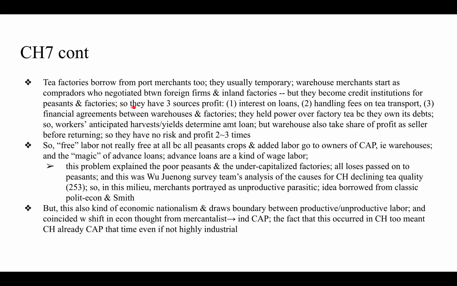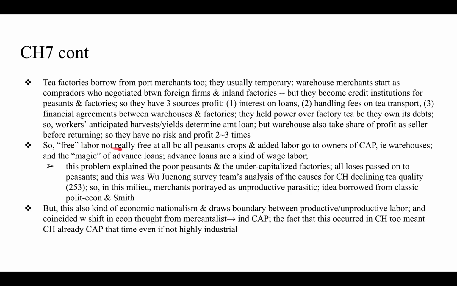So these comprador merchants who are acting as credit institutions also have three sources of profit. One is the interest on loans that they're loaning out. Two is the handling fees on tea transport, and three are the financial agreements between warehouses and factories. So they held power over the factory tea because they owned its debts. So workers' anticipated harvests and yields determined the loan amount, but the warehouse would also take a share of the profit as seller before returning. So they have no risk and profited two to three times in this process. So this is all what they find out in this survey of how the tea industry works in China.